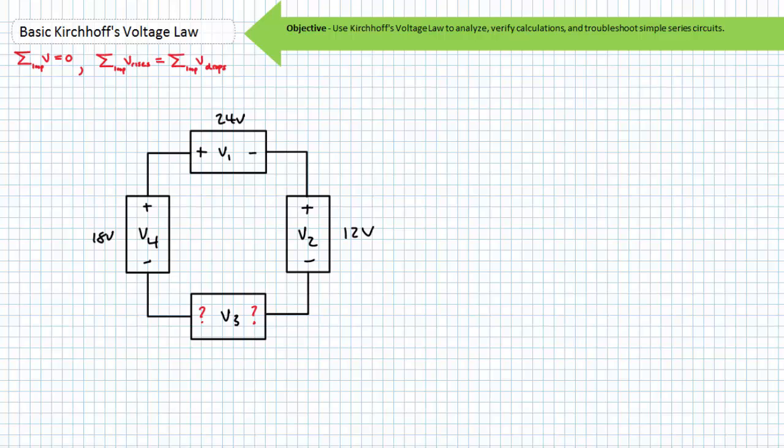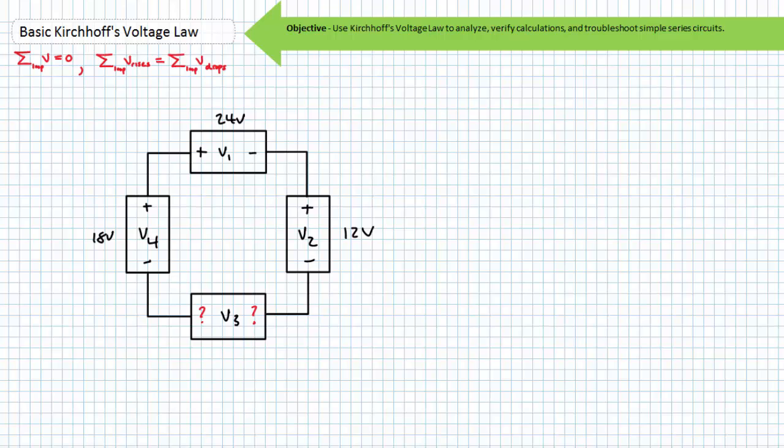In this particular example, we've got 4 unknown elements in a series relationship, 3 of which the voltage drops, or rises, since it's not clearly indicated, are known. One of the elements has an unknown voltage gradient across it, and additionally, it has an unknown voltage polarity across it. In a situation such as this, you can just pick a starting point and direction of travel randomly.